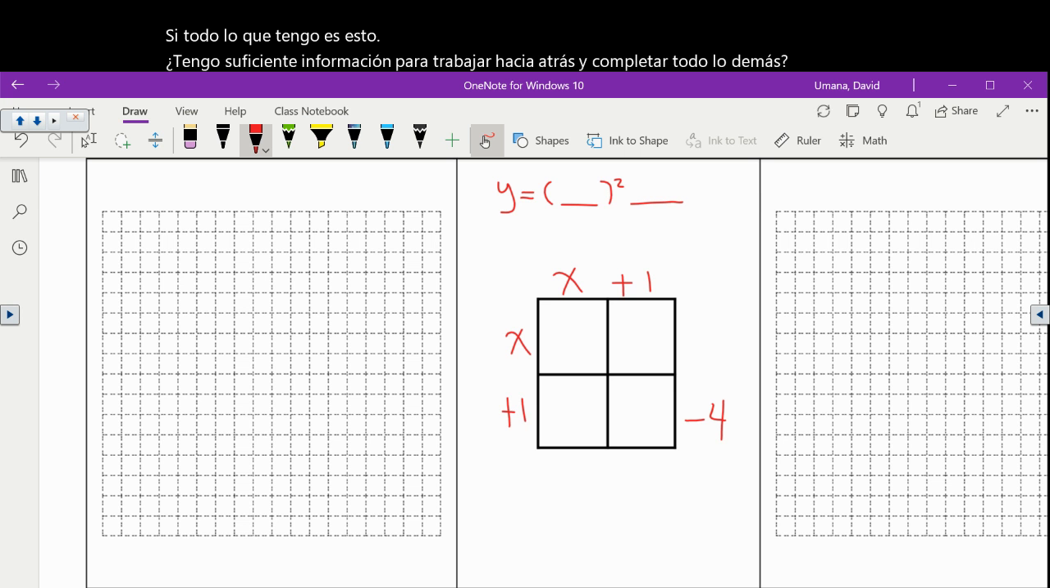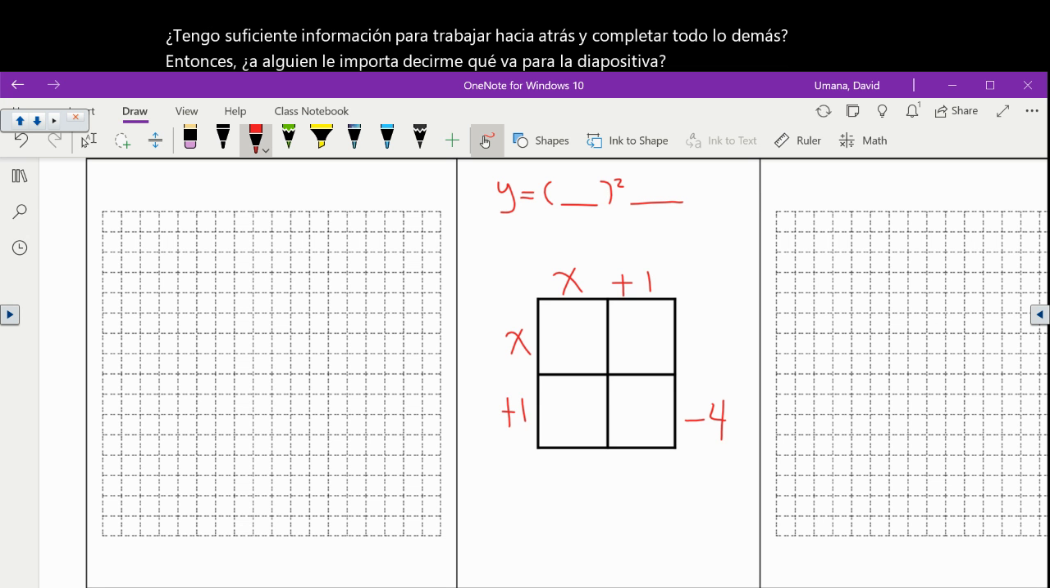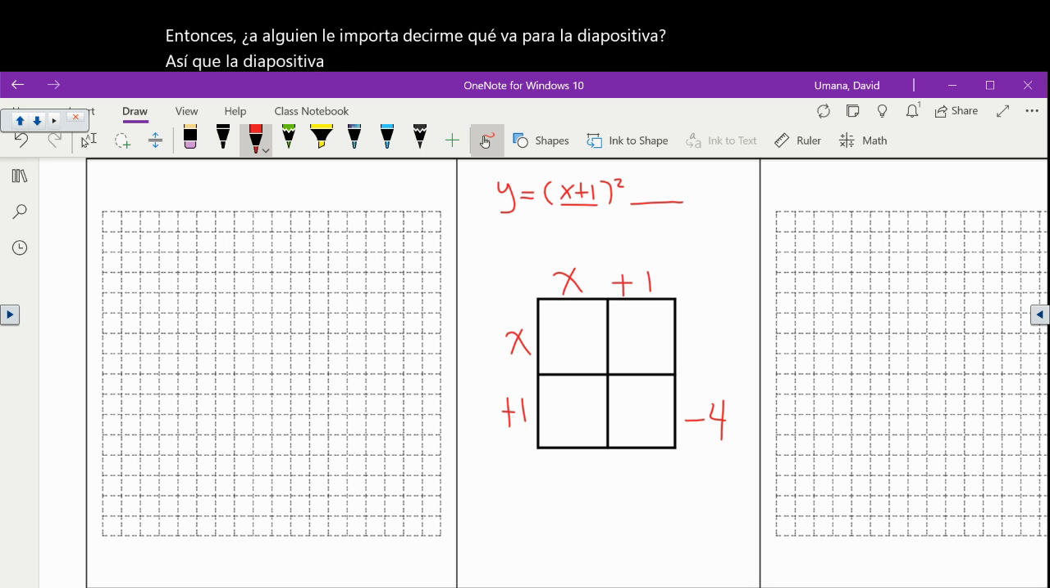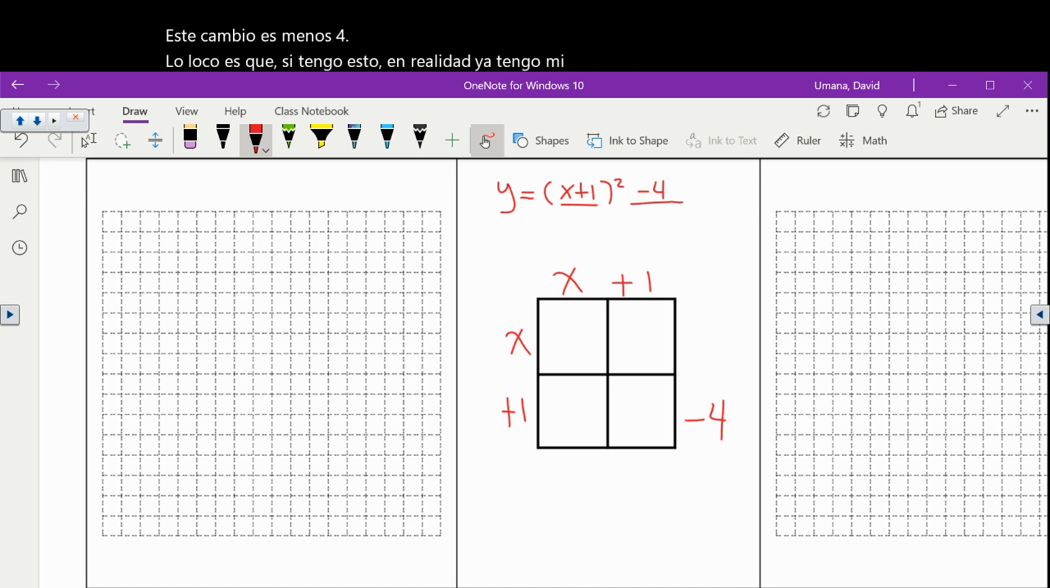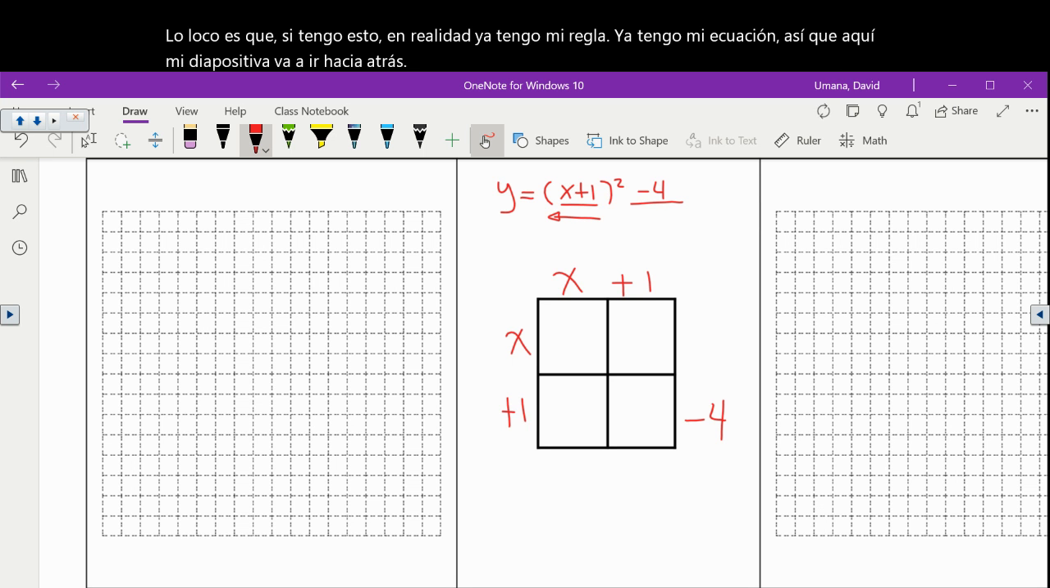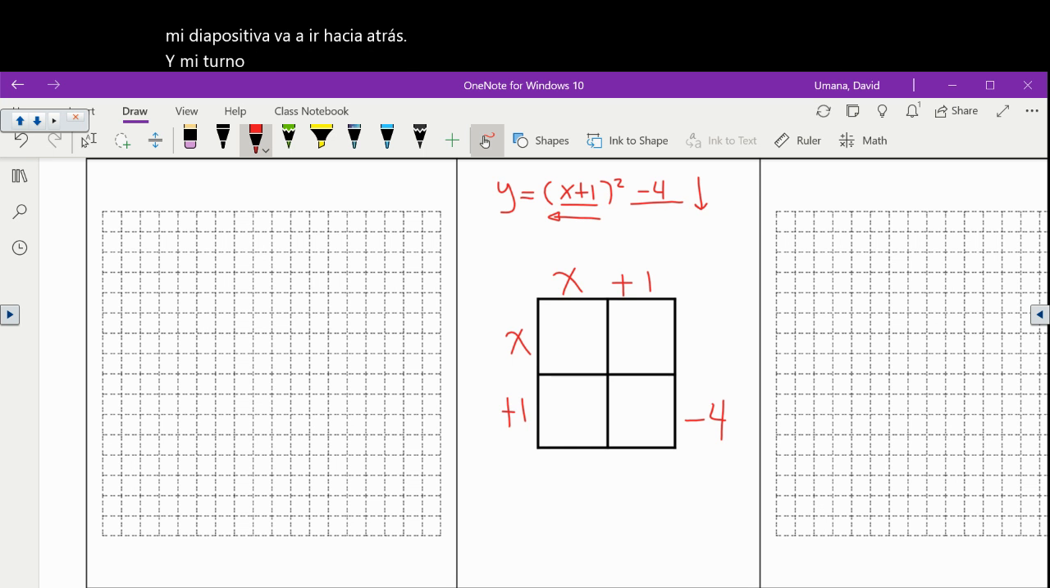So anybody care to tell me what goes for the slide? X plus 1, and the shift? -4. The shift is -4. The crazy thing is, if I have this, I actually already have my rule. I already have my equation. So in here, my slide is going to go backwards, and my shift is going to move down. And the only reason I know that is because my slide is always opposite, but my shift always follows directions.